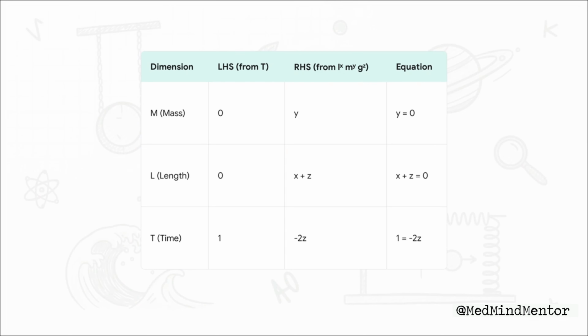And here we are at step 4, the most important part. We equate the powers. Just look at the row for mass. On the left side of our equation, the power of m is 0. On the right side, it's y. So for the dimensions to match, y has to be 0.